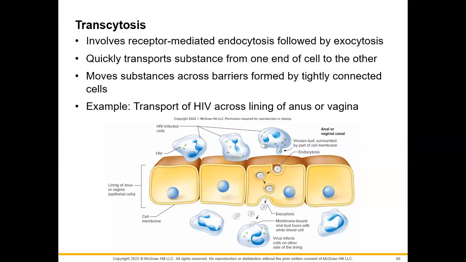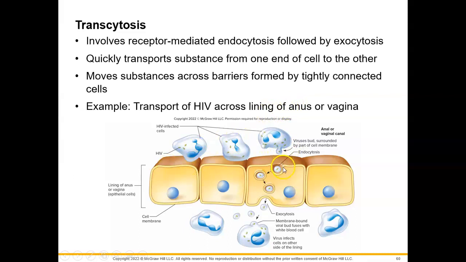Transcytosis involves receptor-mediated endocytosis, followed by exocytosis. It quickly transports a substance from one end of the cell to the other, and it moves substances across barriers formed by tightly connected cells. This is how HIV can move across the lining of mucous membranes like the anus or vagina.